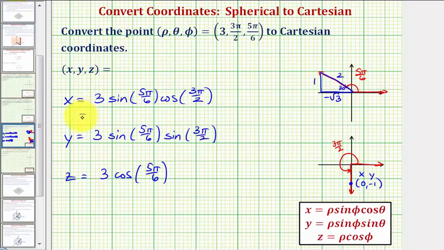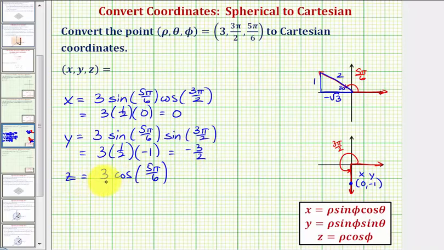So for x, we have x equals 3 times sine 5π/6, which would be equal to the ratio of the opposite side to the hypotenuse, which would be 1/2, times cosine 3π/2, which would be equal to the x-coordinate of this point on the unit circle, which is 0. So x is equal to 0. For y, we have 3 times sine 5π/6, which we know was 1/2, times sine 3π/2, which would be equal to the y-coordinate on the unit circle, which is negative 1. So y is equal to negative 3/2.